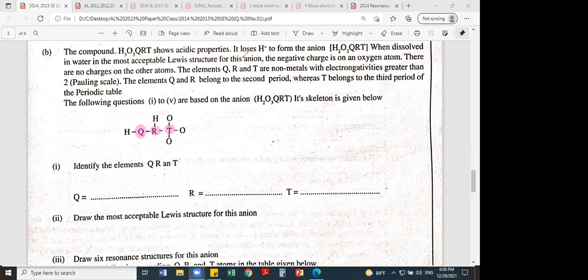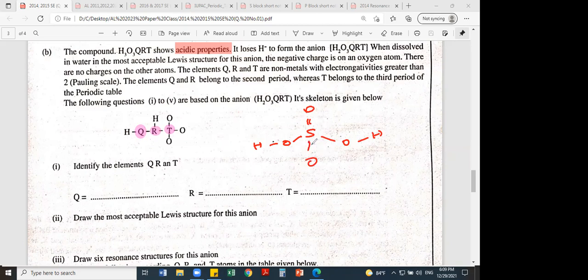It shows acidic properties. That means there must be an OH group. Please highlight the words acidic properties. Acids contain an OH group. Somebody will say, how come OH? Bases also have an OH? No. All the acids, if you take sulfuric acid, nitric acid, there's an OH group. H2SO4 is like this. There's an OH group here.